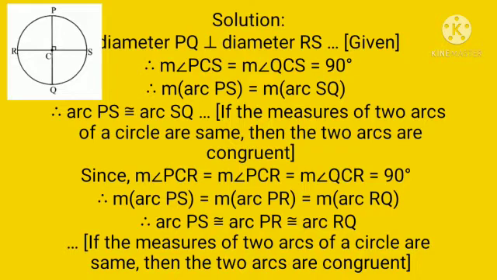Since measure of angle PCS is equal to measure of angle PCR is equal to measure of angle QCR, that is 90 degrees. Therefore, measure of arc PS is equal to measure of arc PR is equal to measure of arc RQ. Therefore, arc PS is congruent to arc PR, which is congruent to arc RQ. Since if the measure of two arcs of a circle are same, then the two arcs are congruent.